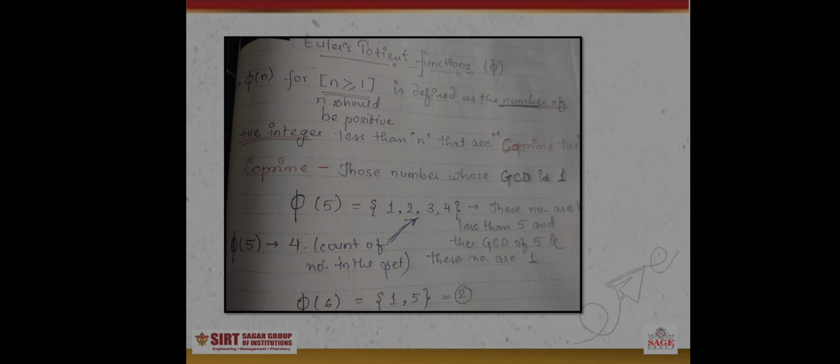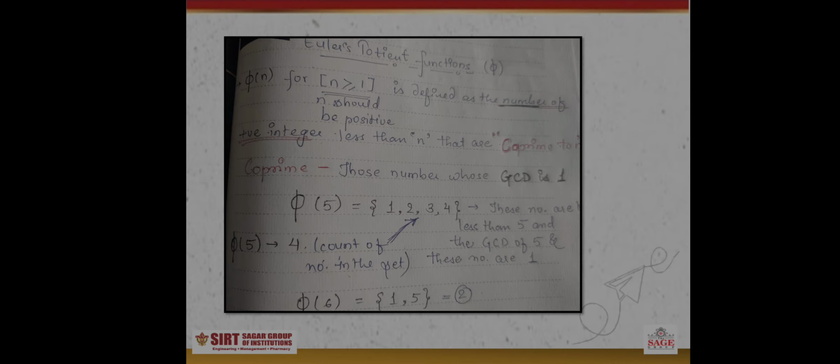So the totient function says I will tell you the count, not the numbers which are present in the set. It will tell the count of the numbers present in the set. So phi of 5 is 4.